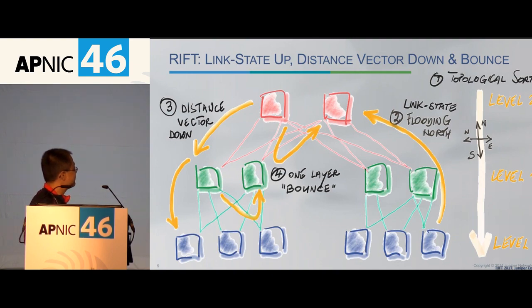And then on the distance vector part, we advertise a default route just one hop from the pink node to the green node, and then from the green node to the purple node.